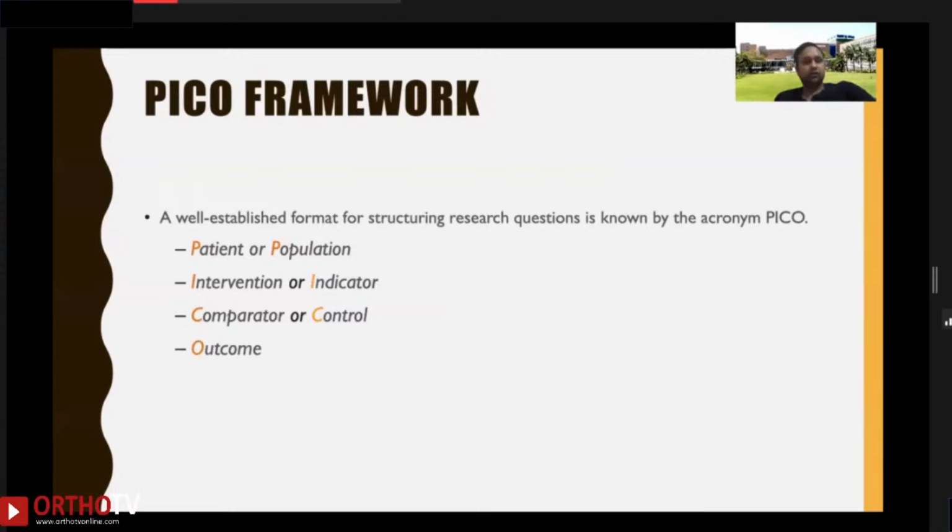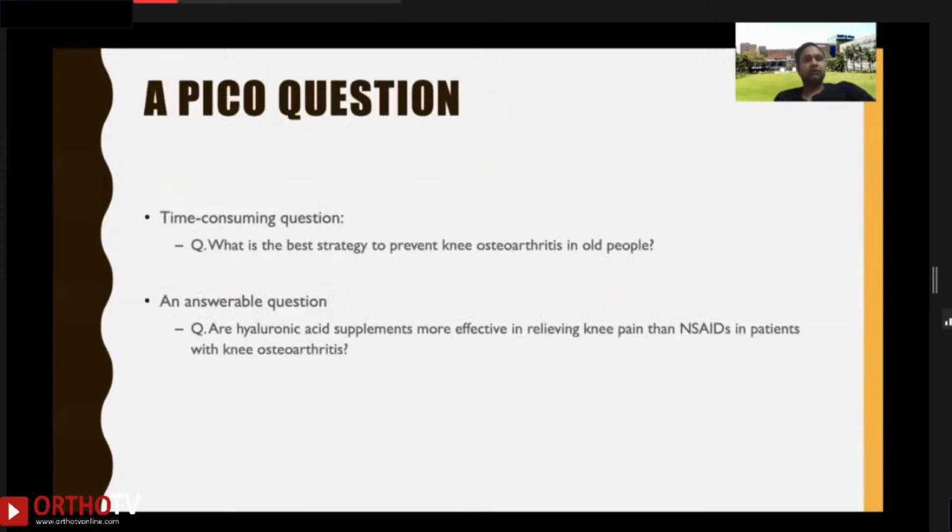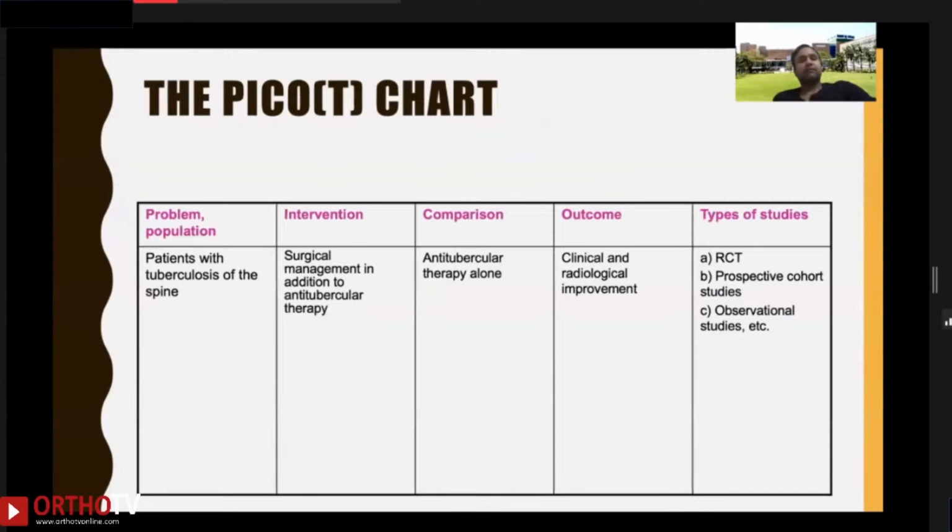I'm hopeful that most of you know about the PICO format, so I'm not going to detail the PICO. So a time-consuming question could be, what is the best strategy to prevent knee osteoarthritis in old people? But if you put it in a PICO format, that is, are hyaluronic acid supplements more effective in relieving knee pain than NSAIDs in patients with knee osteoarthritis? It's a very answerable question, and this is in the PICO format.